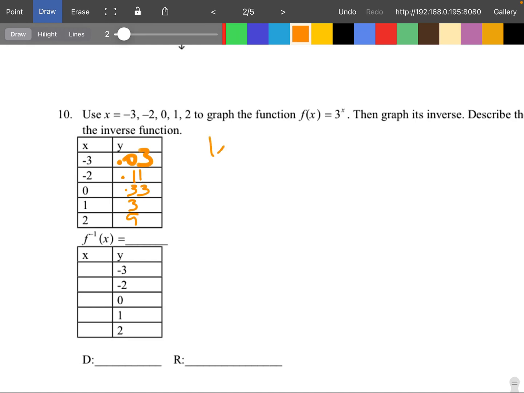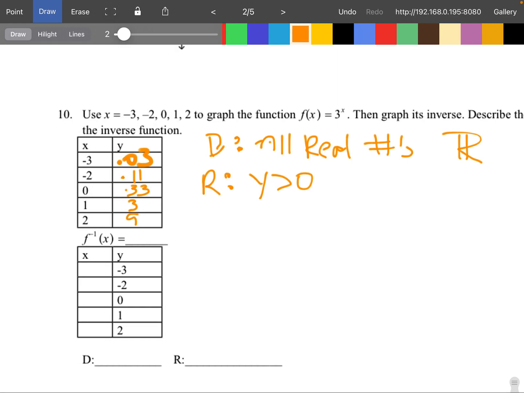Remember, the domain of exponential is always going to be all real numbers. So you can either write all real numbers, or you'll sometimes just see the R like that. Then the range is going to be y is greater than 0.